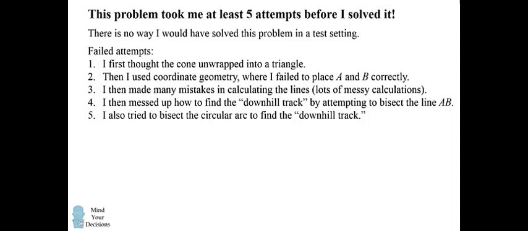This led to many messy calculations. The fourth mistake is that I messed up how to find the length of the downhill track because I tried to do it by bisecting the line AB. This is not correct. I then tried to solve it by bisecting the circular arc to find the downhill track. So I was stuck, and then I said, maybe I should try and find the answer online.